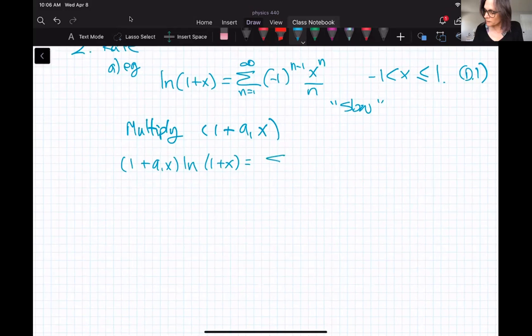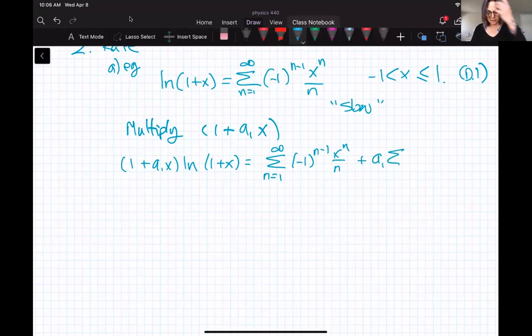That equals the sum from n equals 1 to infinity of minus 1 to the n minus 1, x to the n over n. That's just the 1, plus a1, that adjustable constant, times a sum from n equals 1 to infinity of minus 1 to the n minus 1, x now to the n plus 1 over n. Just multiplied both those terms through.